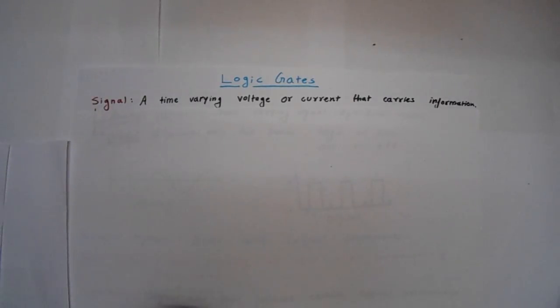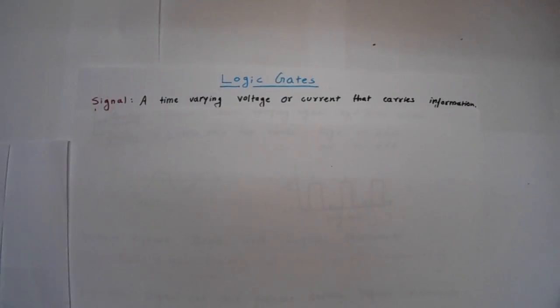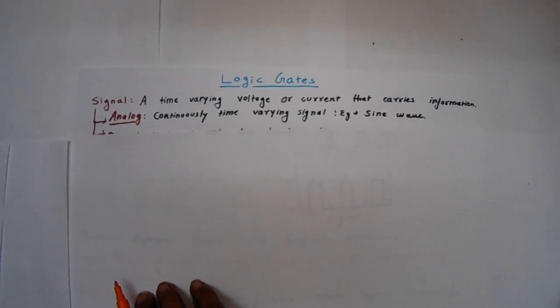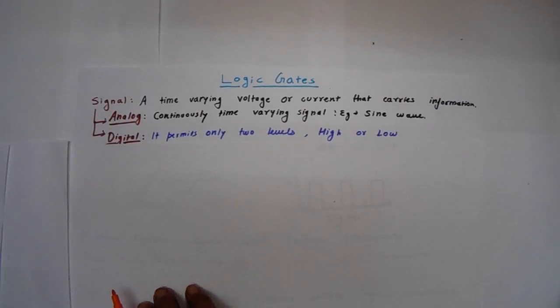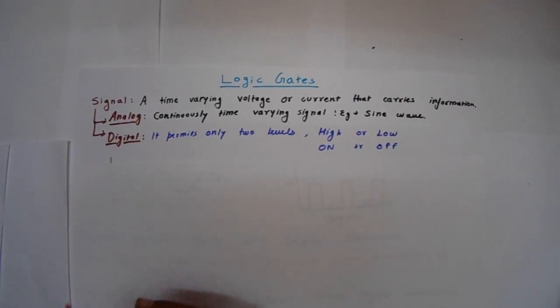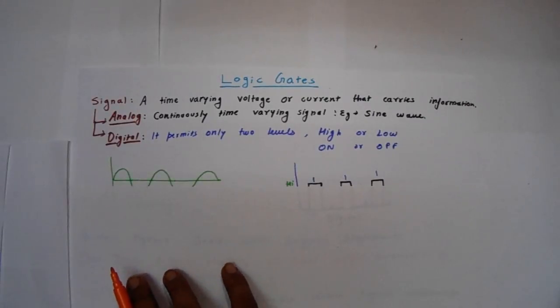First, we will define a signal. A signal is a time varying voltage or current that carries information. Signals can be of two types, analog and digital. Analog is a continuously time varying signal, for example a sine wave, and digital permits only two levels, that is high or low, or on or off. It has a pulse kind of shape: high, low, low, high, and so on.